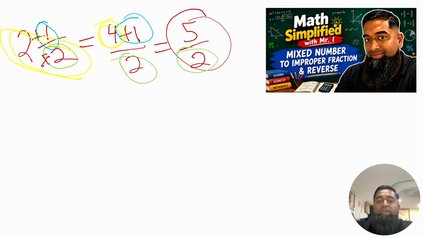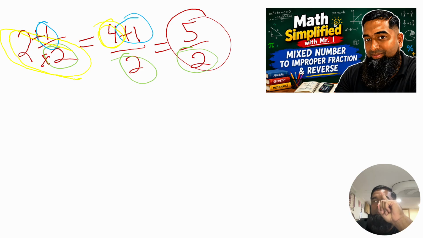So you had 2 times 2 is 4, and then you got plus 1, which is just the numerator. That's 5 over your denominator 2. The denominator does not change. As you've seen, 2 is here, here, and here. It does not change. Let's go back to the red color. Now, we went from a mixed number to an improper fraction.